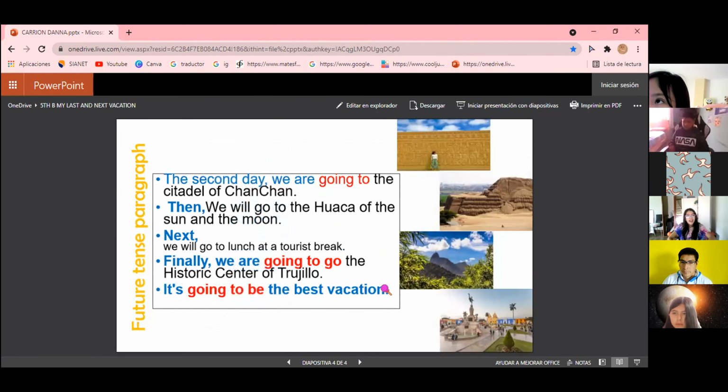The second day, we are going to the citadel of Chan Chan. Then we will run to Waka of the sun and the moon. Next, we will go to lunch at the tourist base. Finally, we are going to go to the History Center of Trujillo. It's going to be the best vacation. Thank you.